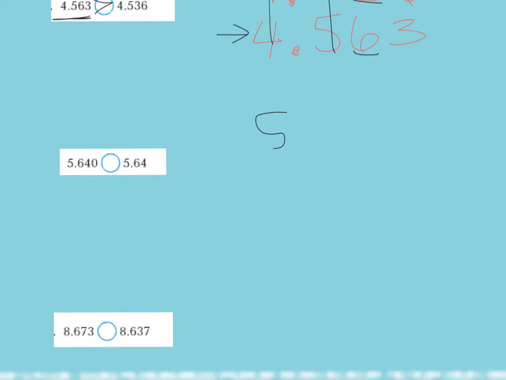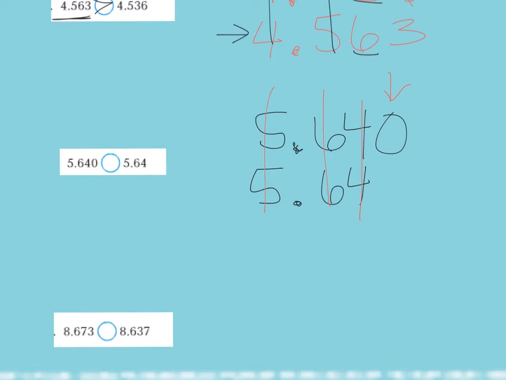Let's line them up. 5 and 640 thousandths versus 5 and 664 hundredths. So let's look at these two numbers here. First of all, in the ones place, we have the same number, so they're equal there. In the tenths place, we have the same number, so they're equal there. And in the hundredths place, they have the same number, so they're equal there. So that leads us to the thousandths place. Now, in one number, I have a 0, and the other number, I have nothing.